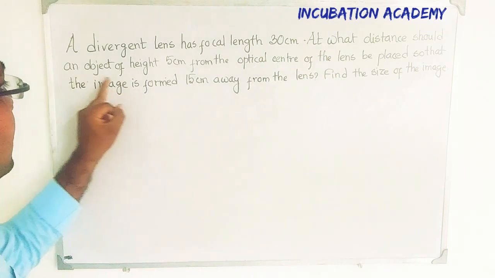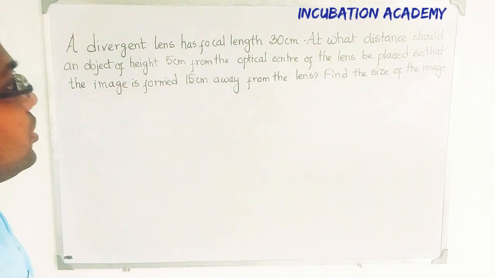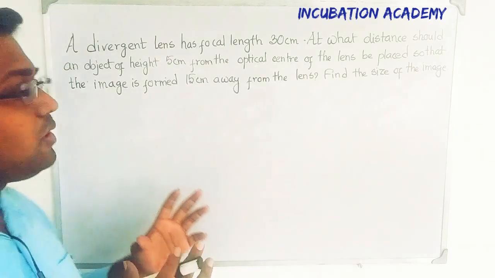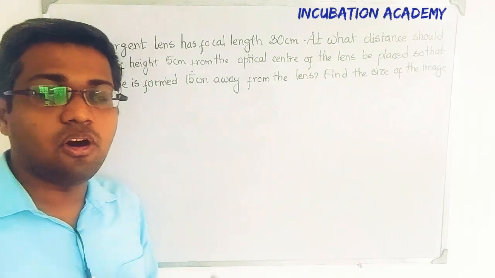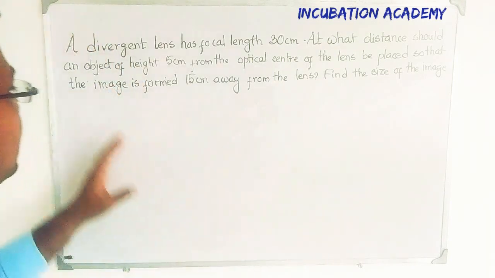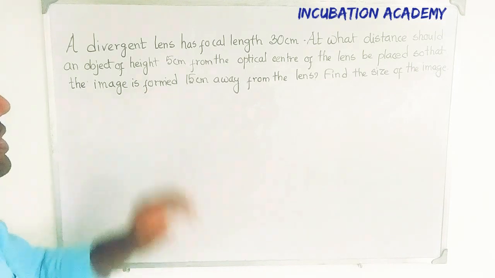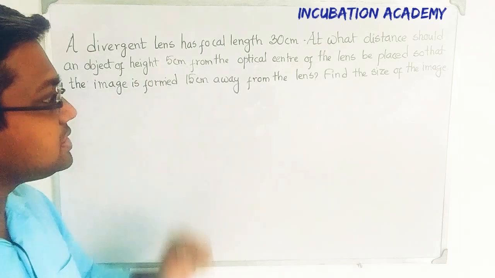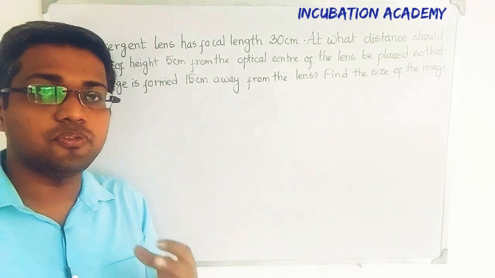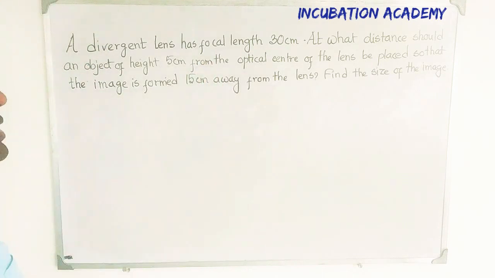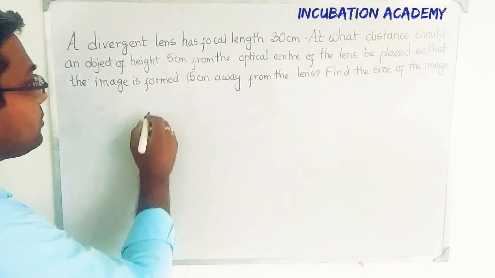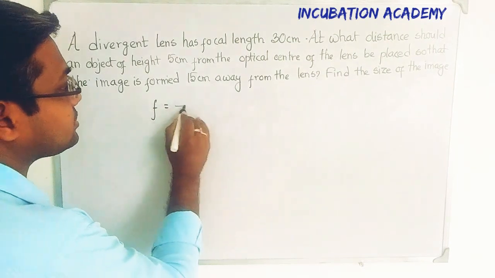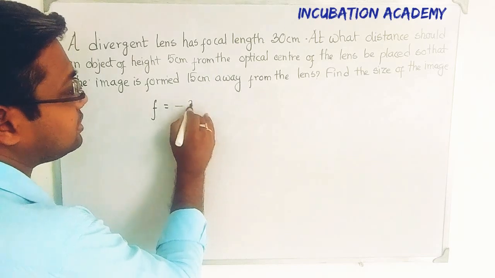At what distance should an object of height 5 centimeter from the optical center of the lens be placed? Okay. So we have to find out where the object should be placed, the object distance, so that the image is formed 15 centimeter away from the lens. So the image distance is given, the object distance we have to find out, and the focal length is given. Since it is a divergent lens, so it is a concave lens, I can say it is minus 30 centimeter.